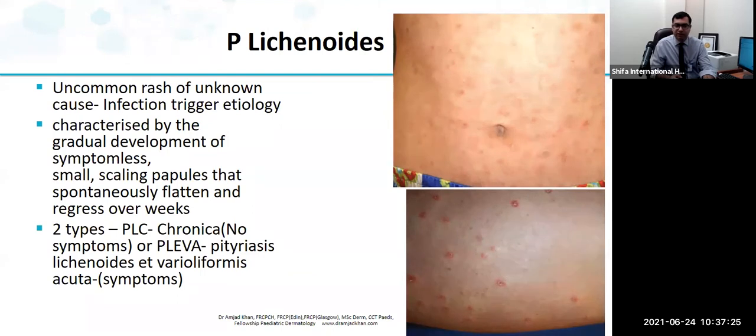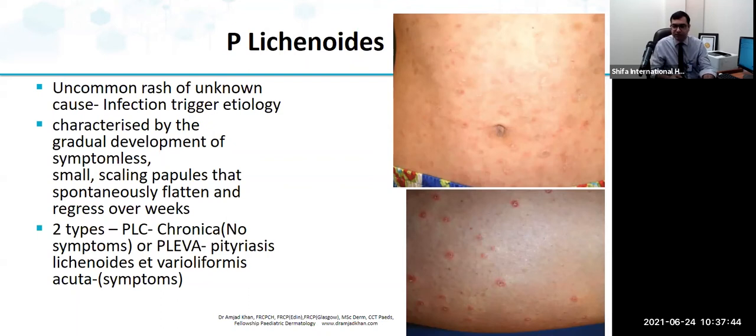Pityriasis lichenoides is a chronic skin condition. We don't know the trigger, and it's predominantly symptomless. There is scaling, very small adherent scaling. You can remove it, and there are brown erythematous patches on the skin. You see them in the emergency department. They certainly come up on the trunk.